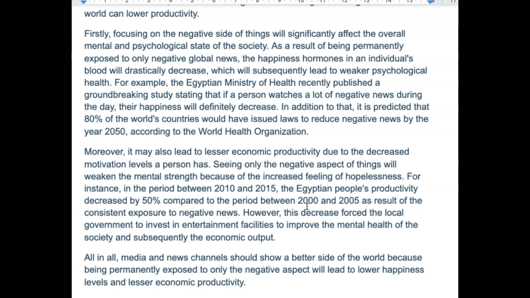Firstly, focusing on the negative side of things. We've already used those phrases, and as I said, "things" is poor. The side of things will significantly affect the overall mental and psychological state of society. So here's another pro tip: don't avoid "will", but hedge your sweeping generalization. That means "will most likely significantly". I can't go into the reasons why, we go into it in much more detail in the online course, but just try and avoid those sweeping generalizations.